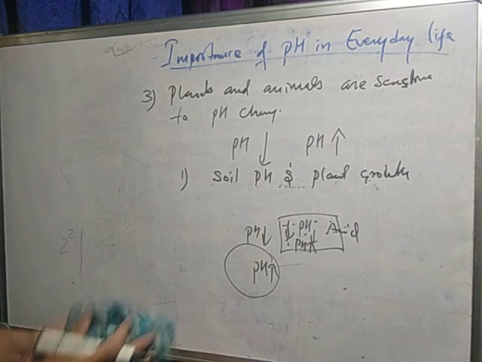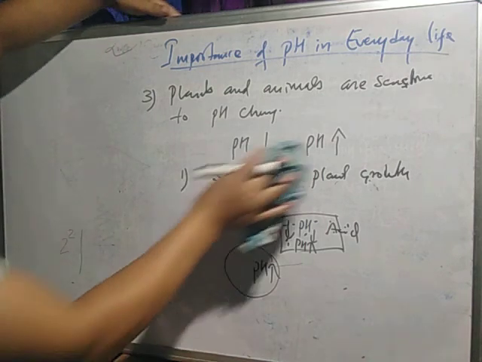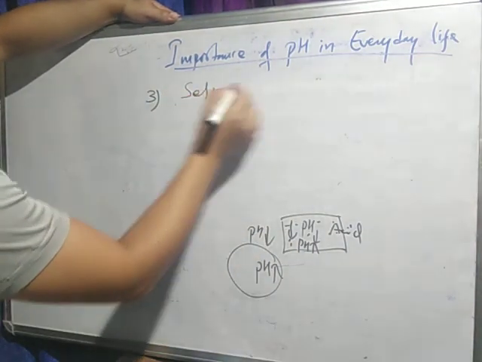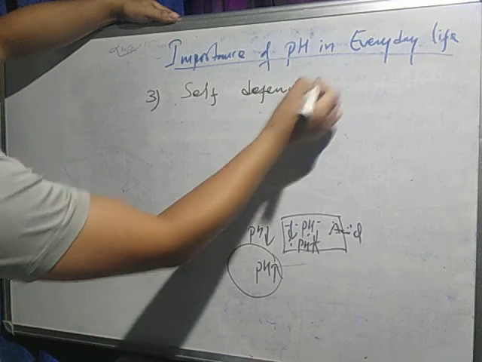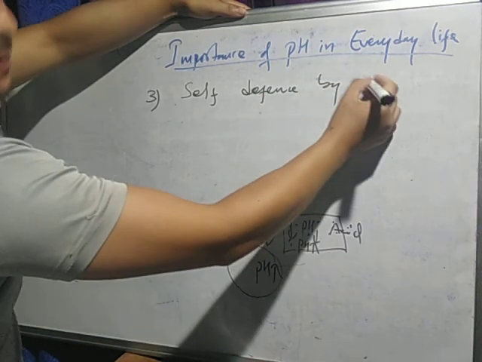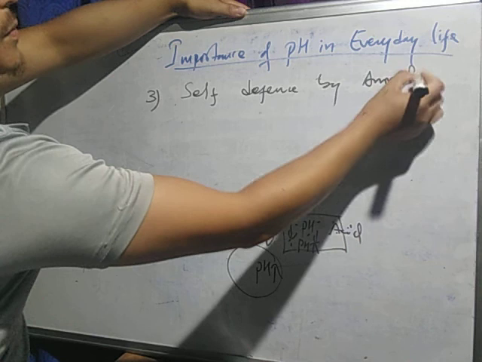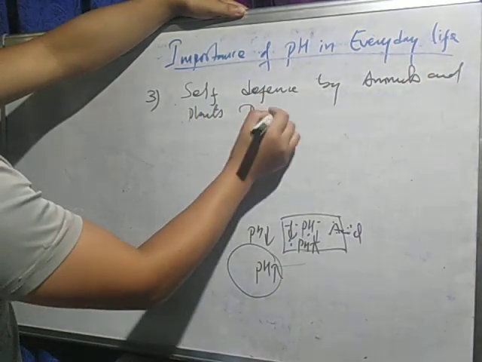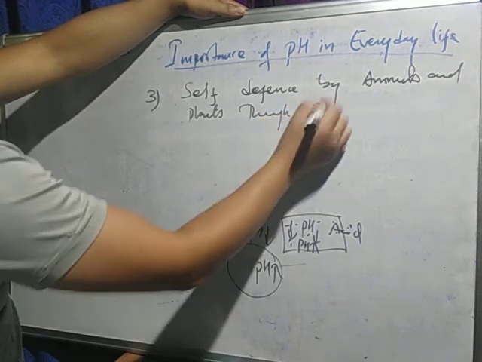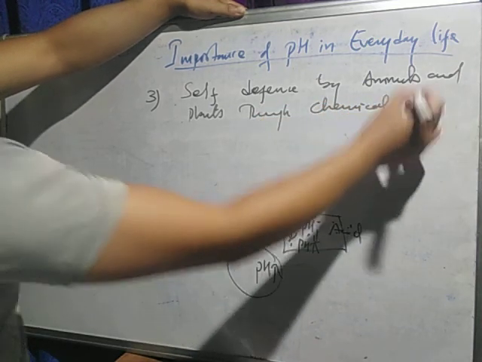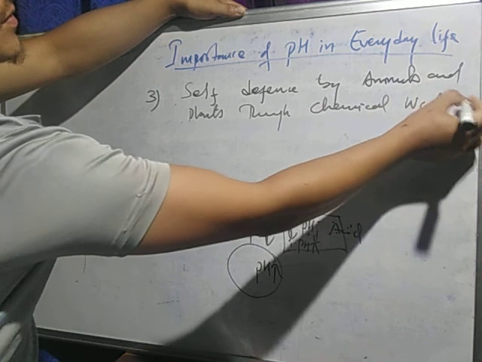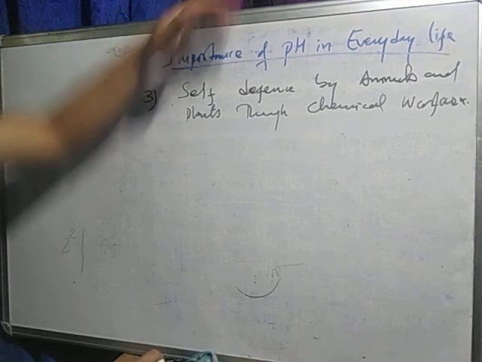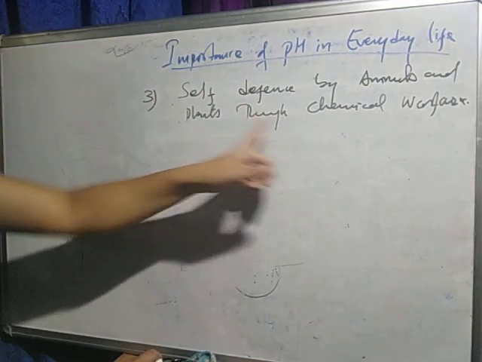The next one is very important, that is self defense by animals and plants through chemical warfare. You know this one in biology also. I'll just give an example. They defend against their enemy by releasing some chemical.